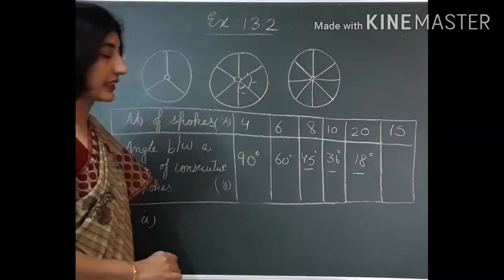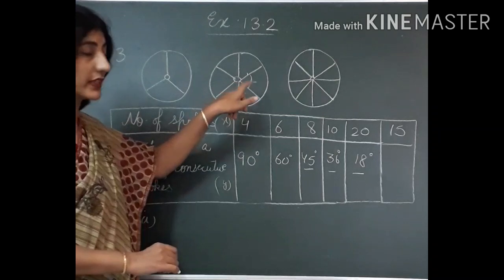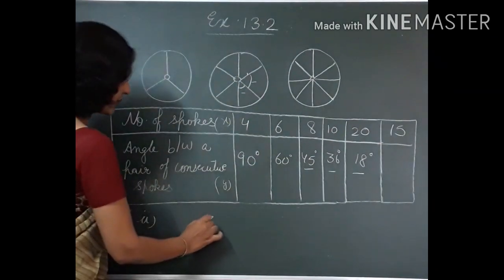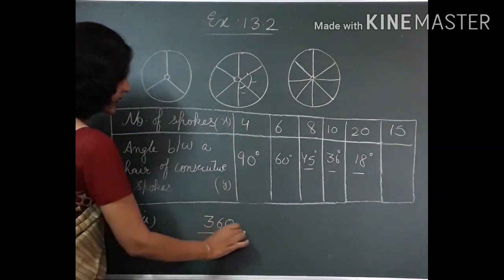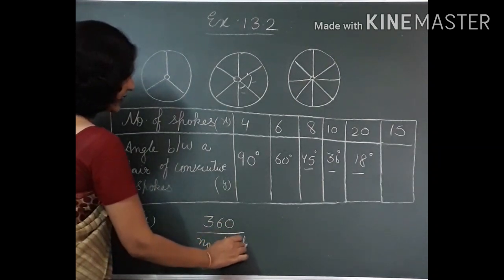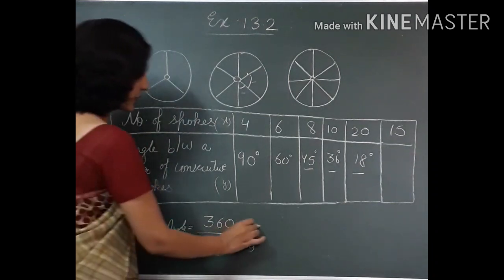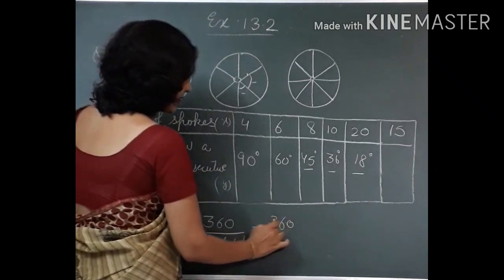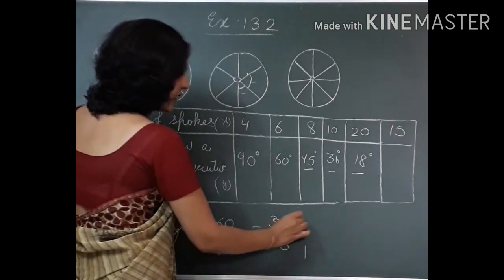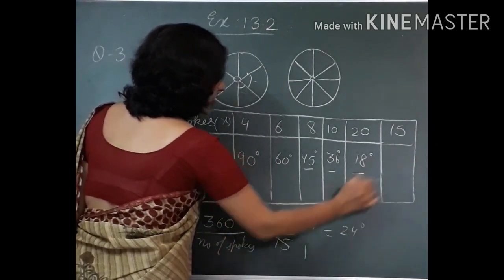In the second part, they have asked us to calculate the angle between the pair of spokes if there are 15 spokes. So what will be the formula you will be using? Angle equals 360 divided by number of spokes. So here 360 divided by 15. Cancel. 15 ones are 15, 15 twos are 30. 24. So the angle will be 24 degree.